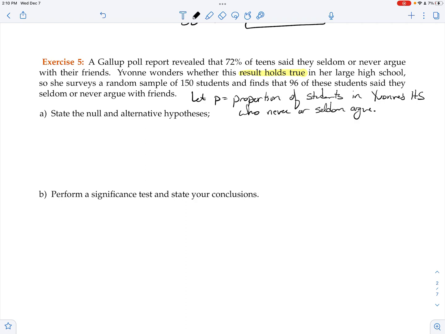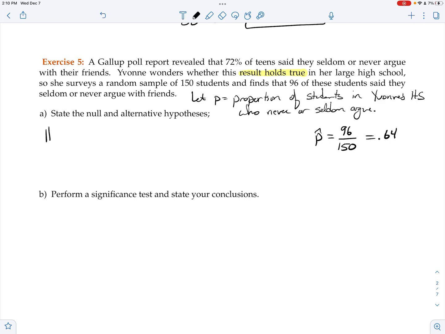And so in this case, we can immediately go ahead and compute p hat as well. She did a sample of 150 students. 96 of those were, quote, successes. So we go 96 divided by 150, and we get 0.64. So that's our p hat.